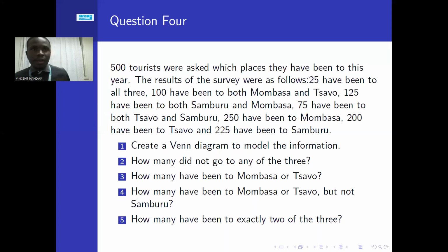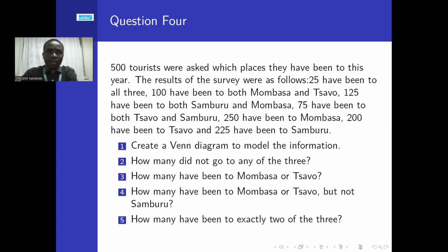Welcome again. We continue with our digestion of counting problems involving sets. So the question is, 500 tourists were asked which places they had been to this year.